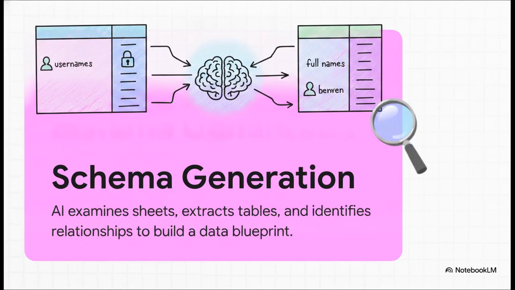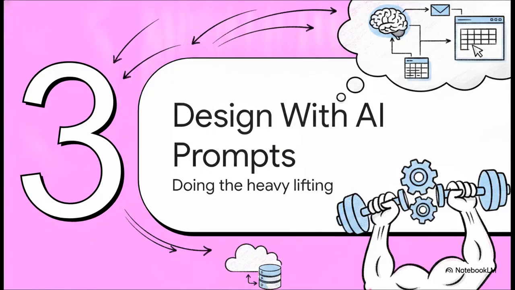So what's actually happening under the hood when you hit Analyze? Well, the AI instantly reads the structure, the schema of your data. It scrubs through all the sheets, tables, and rows, picking out specific columns like usernames, passwords, and full names. It figures out exactly how all your information connects to each other, effectively doing the job of a database engineer in a fraction of a second. It's wild.